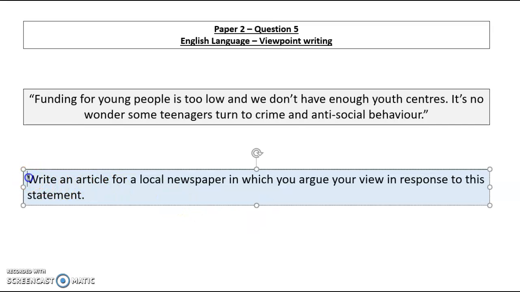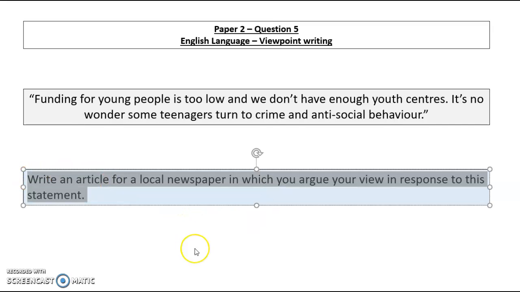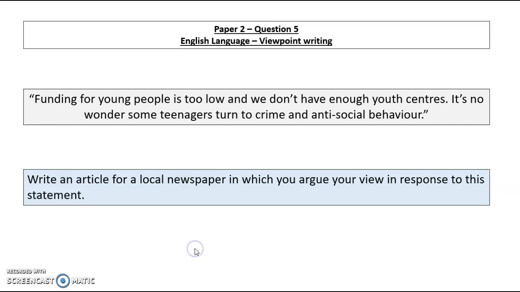The statement is a platform to get you to argue something. And then we obviously have the task: write an article for a local newspaper in which you argue your view in response to this statement. So the key to this is choose one side or the other. Decide if you agree that there should be more money for youth centres, or if you think actually money should go into other things like the NHS or schooling or whatever it might be. So make a decision and stick to it.